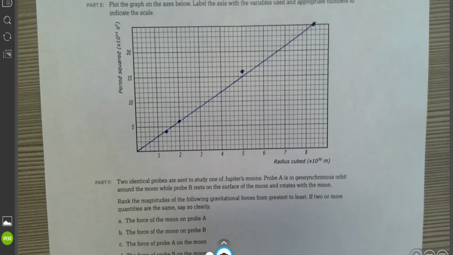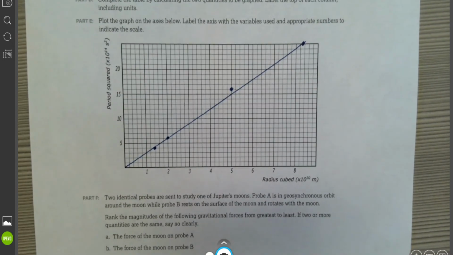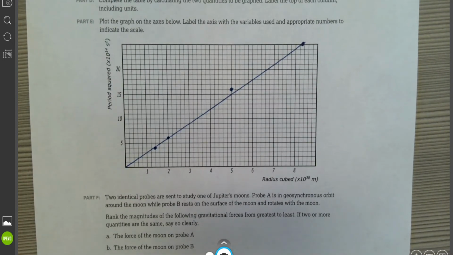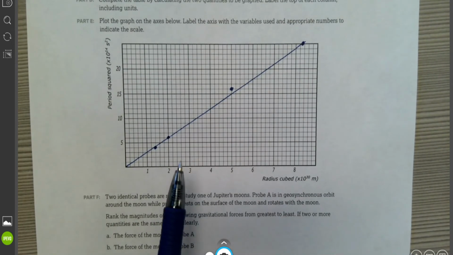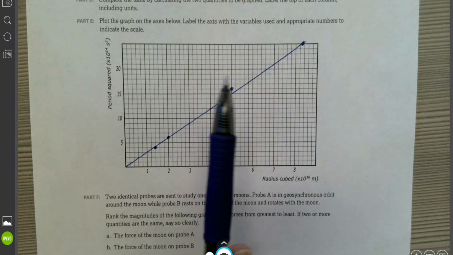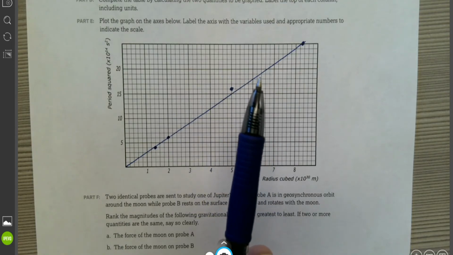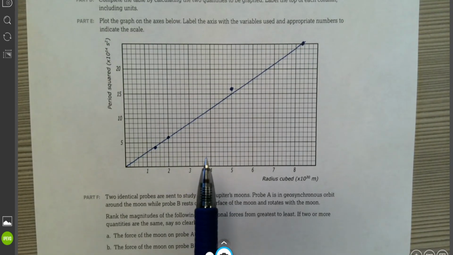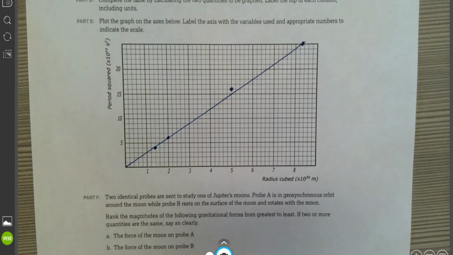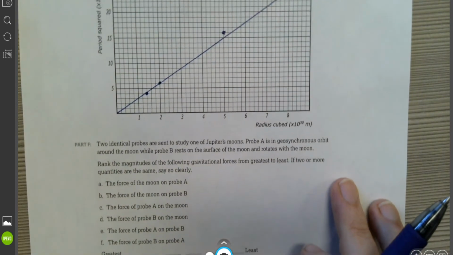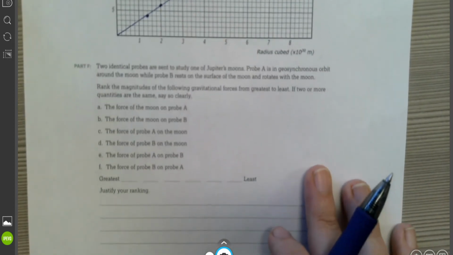So let's see here. Is there anything else that it told us to do? I think it just told us to plot it. Yeah, calculate the table, label the top of each column, which it did. Oh, that should be on the previous page where our data is. Let's see here. Plot the graph on the axis below, label the axis with the variables used, and they already did it, and appropriate numbers, which they already did. Okay, so looks like all we had to really do was just make it linear to kind of graph it out.